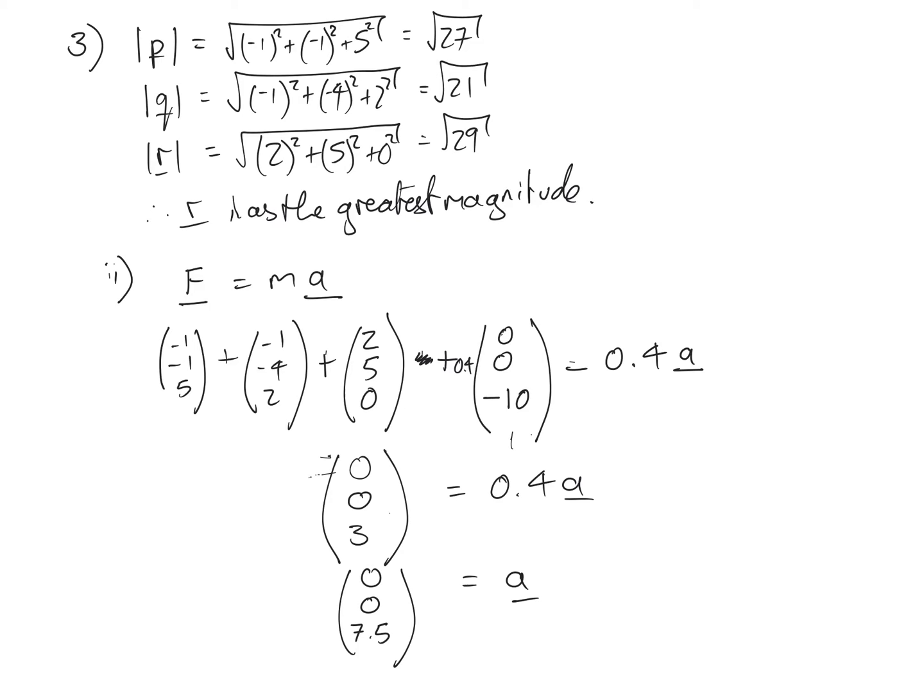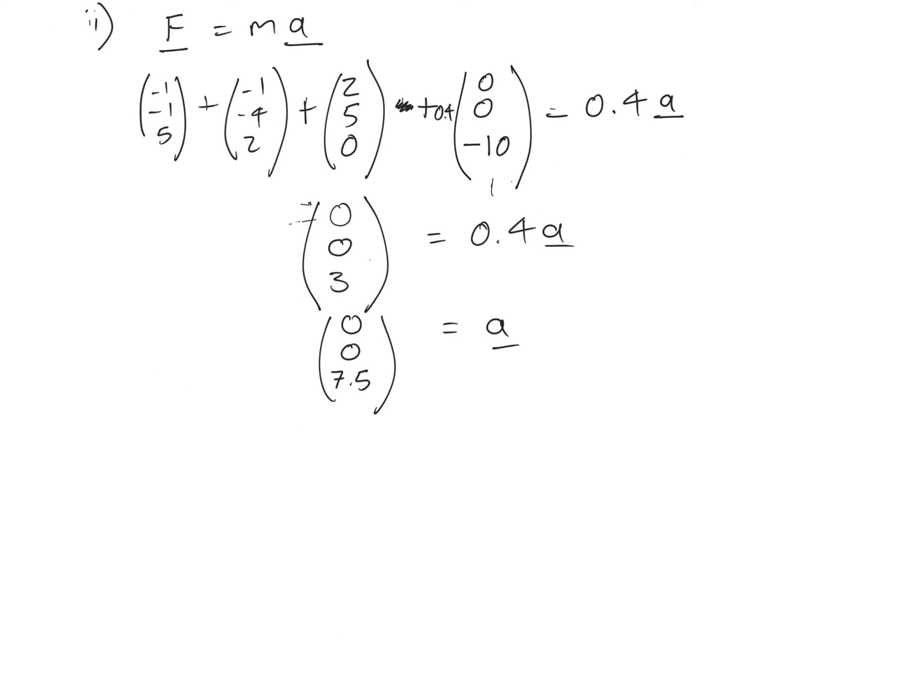And then it says, find the magnitude of the particle's acceleration and describe the direction. So once you've got it in vector form, and they do really want you to have it in vector form, you then say the magnitude of a is 7.5 meters per second squared, vertically up, because this is positive. Okay, that's question 3.